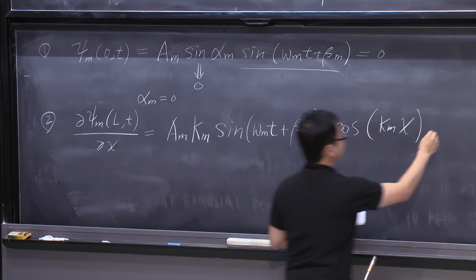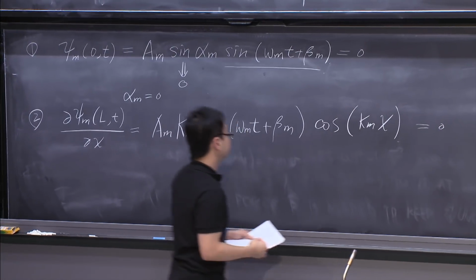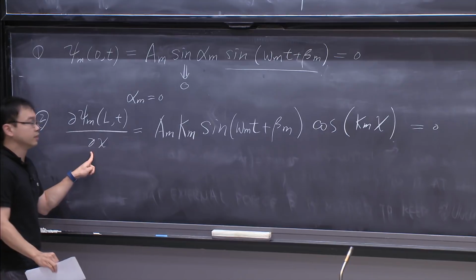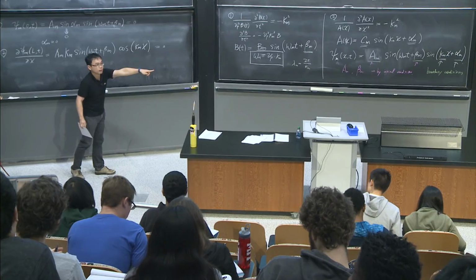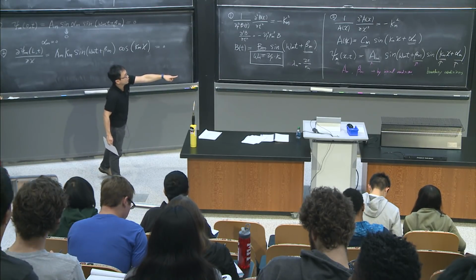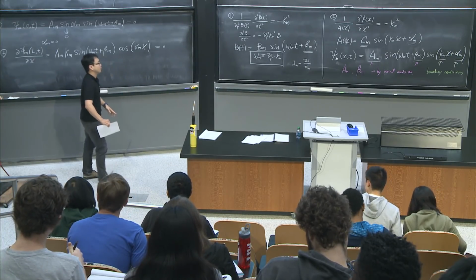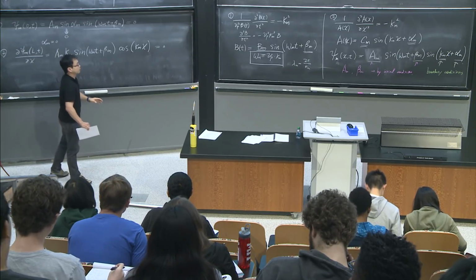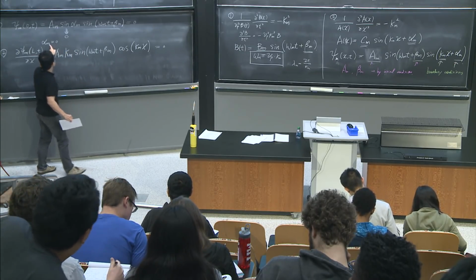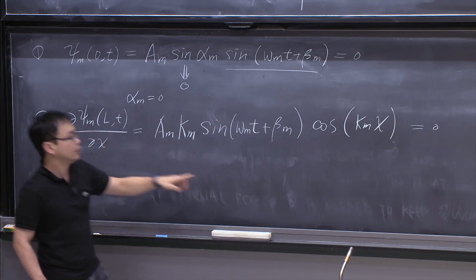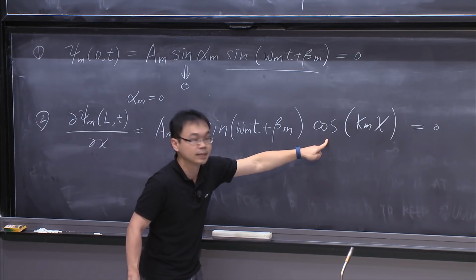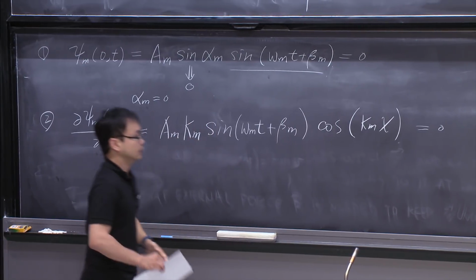And this is equal to 0. Okay? So I'm taking a partial derivative, partial psi, partial x. Therefore, the sine becomes cosine. The sine of knx plus alpha n becomes cosine. And also, I know already from the first boundary condition, alpha n is equal to 0. Okay? Therefore, I get cosine knx here.